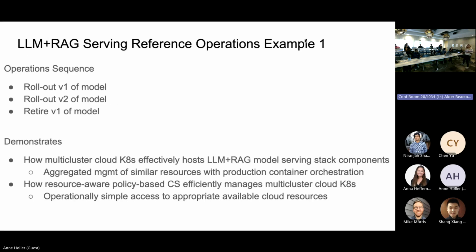So here's example 1. Let's say you want to roll out version 1 of your model. Then you want to roll out version 2 of your model and see if it's better. So you let it bake, you watch it. Maybe some of your traffic goes to one, some of it goes to the other. And when you're happy, you retire version 1 of the model because version 2 can take over all the traffic. So that's the scenario. This is intended to demonstrate that doing this with multiple clusters can be seamless with something like Nova doing the controls for you, and it can be operationally simple, but you can have that isolation of the different resources that are there for different purposes.